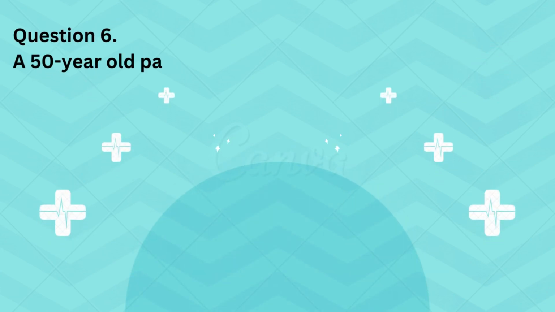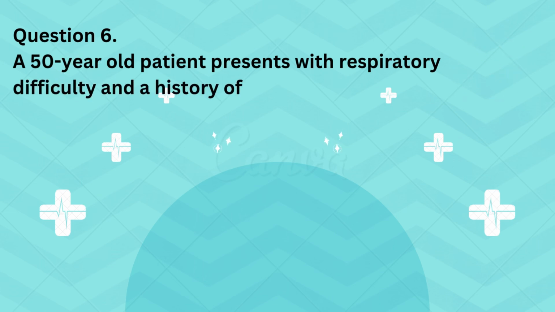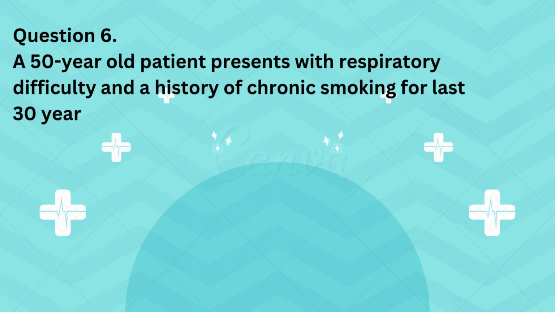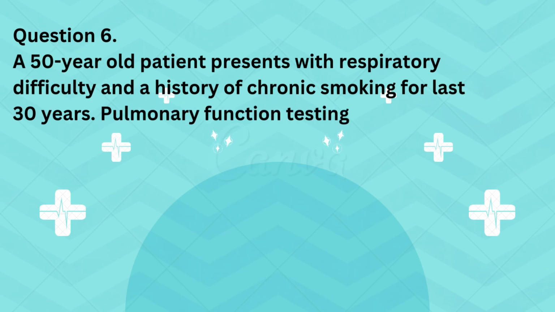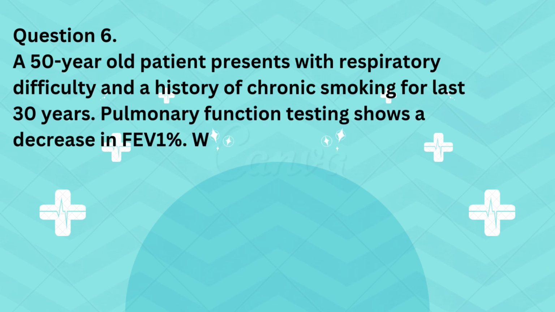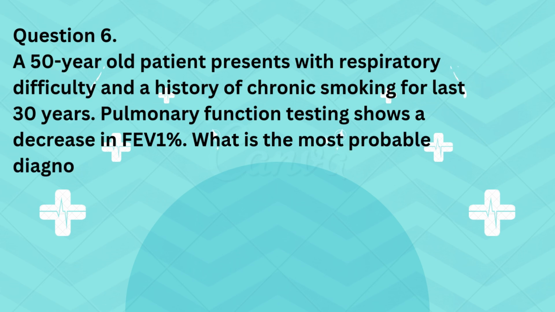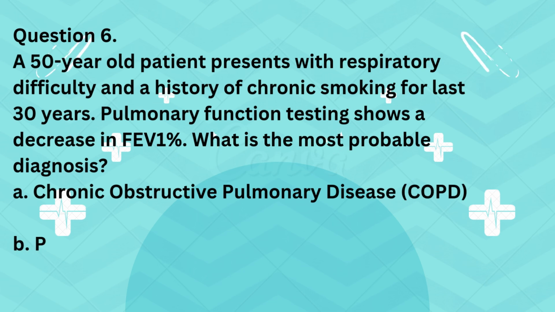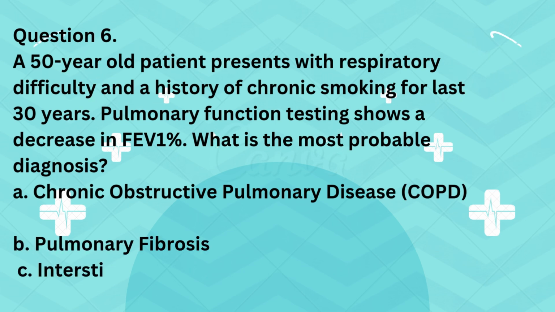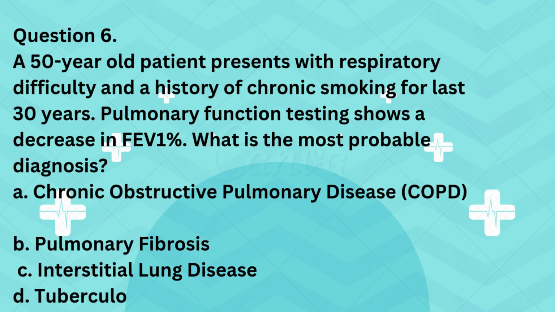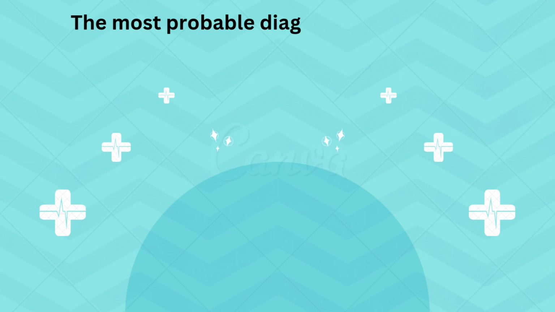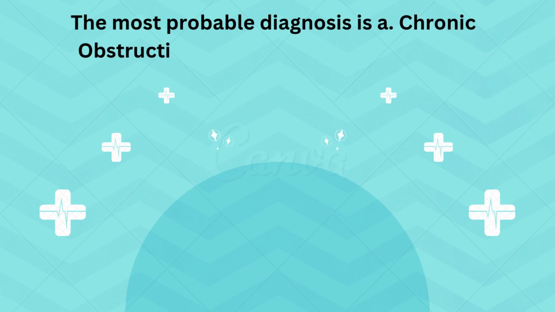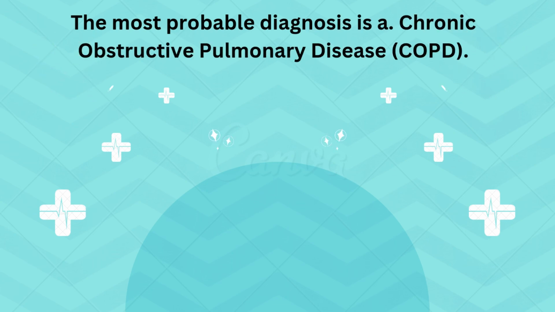Question 6. A 50-year-old patient presents with respiratory difficulty and a history of chronic smoking for the last 30 years. Pulmonary function testing shows a decrease in FEV1%. What is the most probable diagnosis? A. Chronic obstructive pulmonary disease, COPD. B. Pulmonary fibrosis. C. Interstitial lung disease. D. Tuberculosis. The most probable diagnosis is A. Chronic obstructive pulmonary disease, COPD.